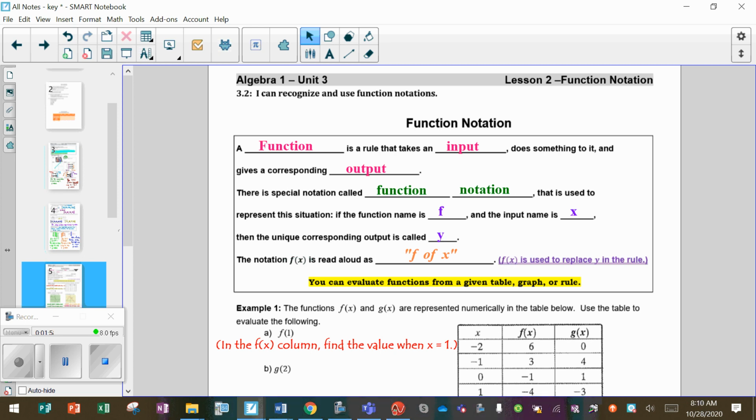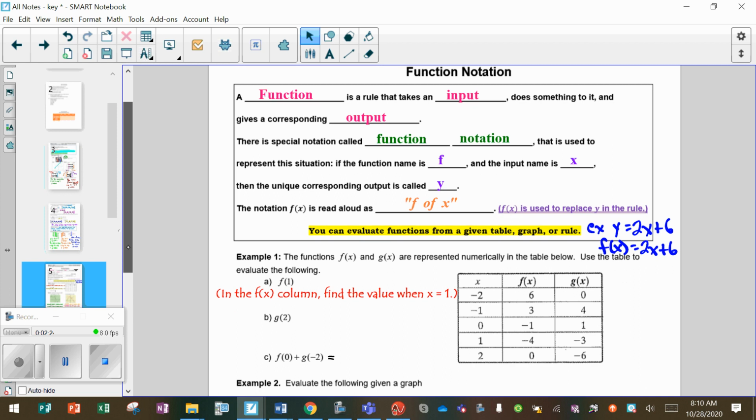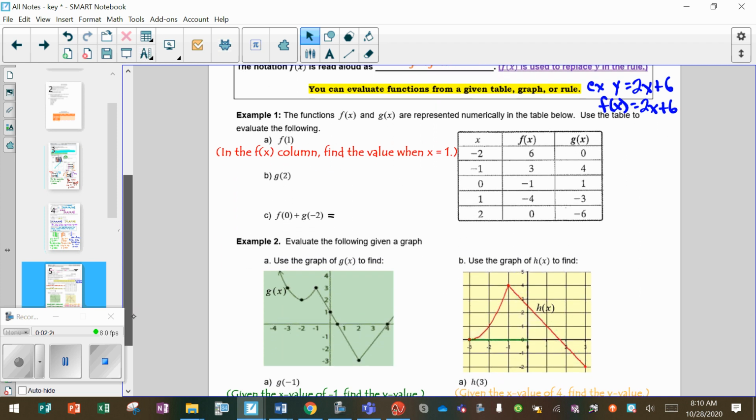F of x is used to replace y in the rule. So, for example, if you were given an equation y equals 2x plus 6, the function version of this is f of x equals 2x plus 6. So it's just a different way of looking at the equation and writing the equation. We're going to go through and practice the notation and some of the things that it means.